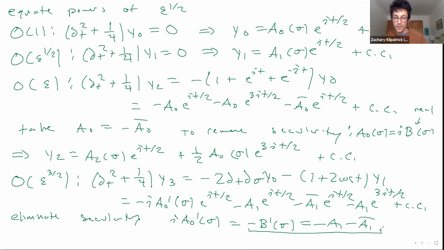And what's going to happen is I'm going to get another equation that's going to help me determine what a1 is. And that's actually going to be coupled back to b. Okay. So we have to go all the way up to order epsilon squared in this case in order to figure out what our amplitude is so that we can create this condition on a2. Okay.